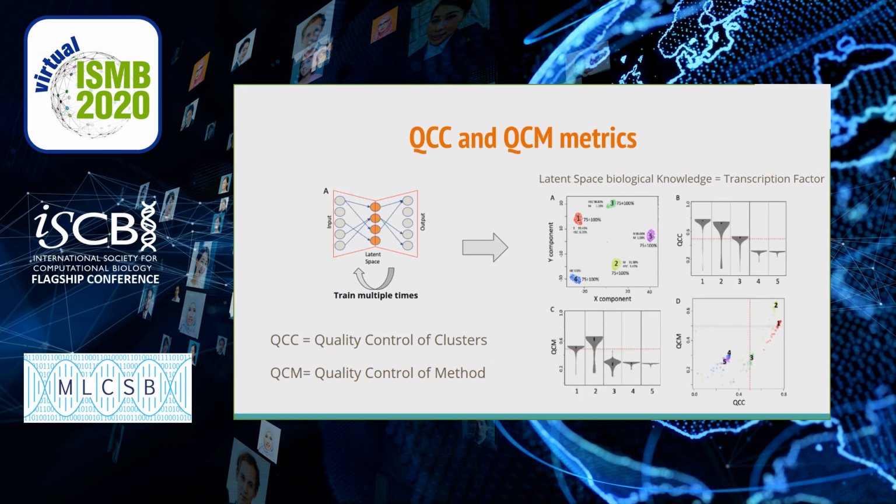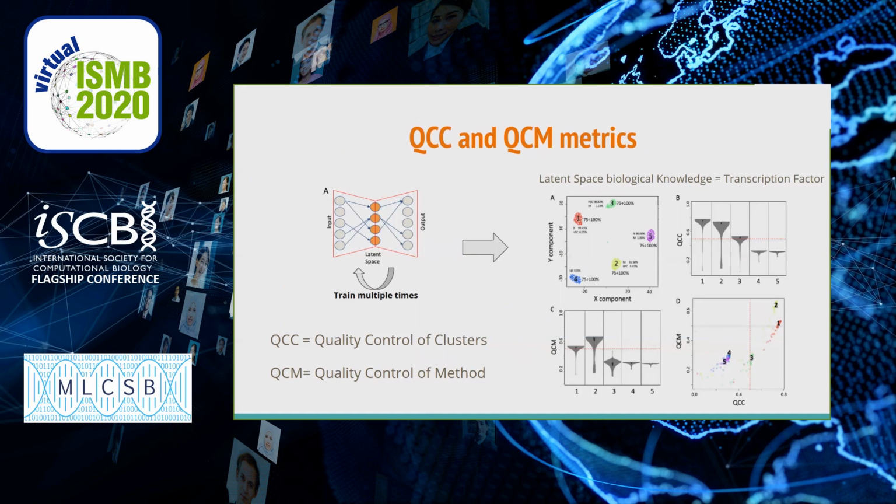The algorithm is going to train several times, obtaining several latent spaces. These latent spaces are going to be clusterized in order to estimate 2 important features, the QCM, so the quality control of the method. If the clusters are the same in all the permutations, that means that the method used is stable and the clusters are significant. On the other side, if all the permutations give a different result, so different clusters, that method is not stable and each cluster is random.